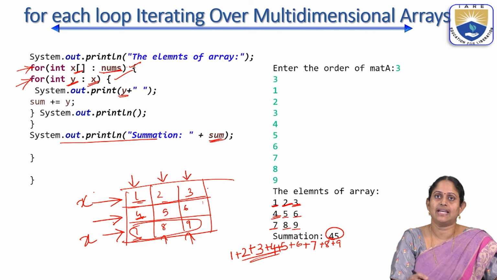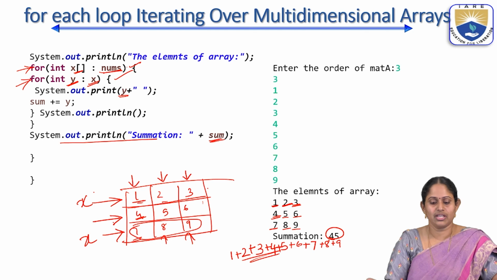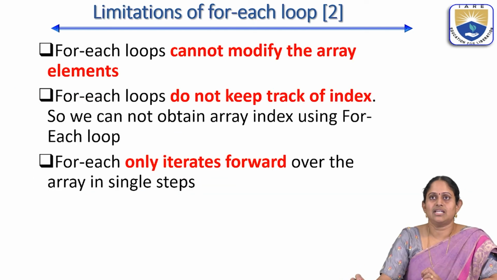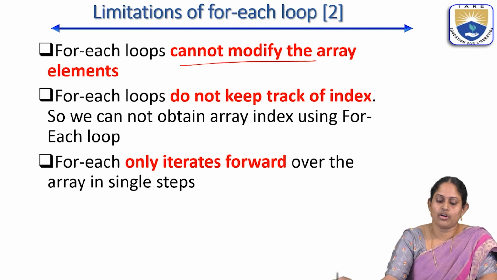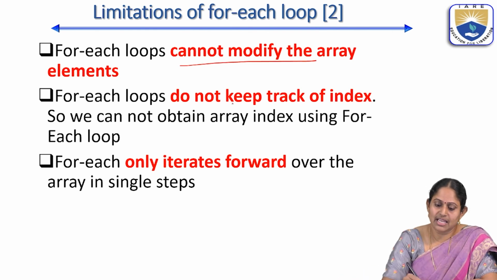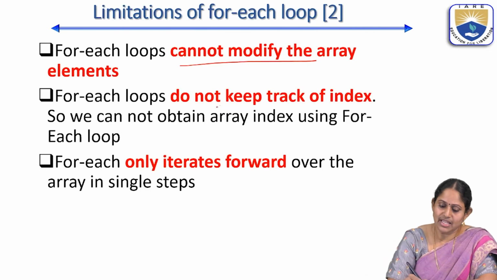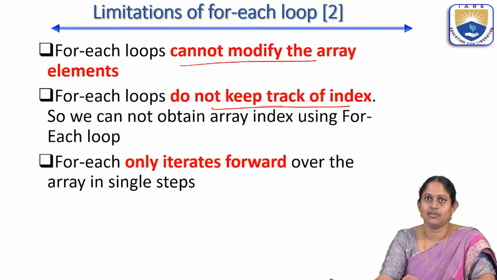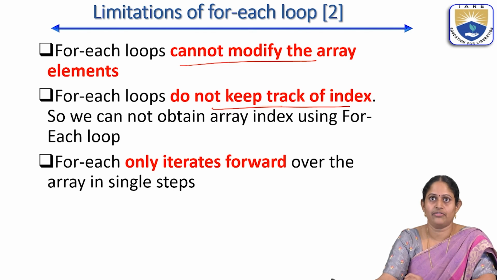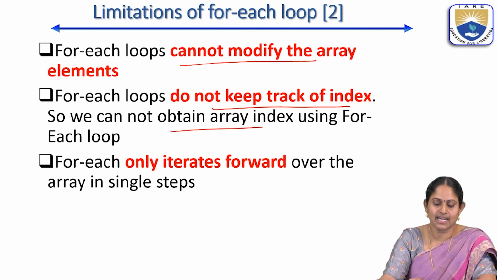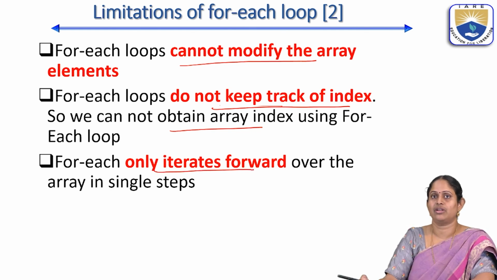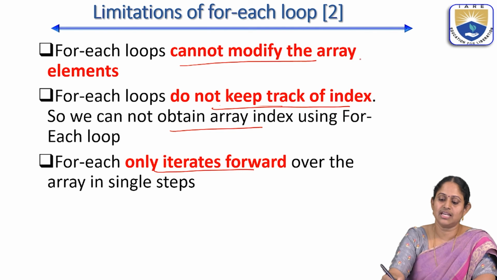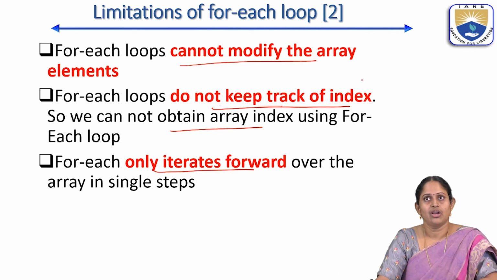Here also we cannot edit whatever values are stored in the array using the for each loop. Now, these are the few limitations of using a for each loop. We cannot use it to modify the array elements, and it cannot keep track of the index. For each loops cannot keep track of index, so we cannot obtain the array index. It always iterates forward. You can move only forward, you cannot come backward. So these are the 3 disadvantages of using for each loop.